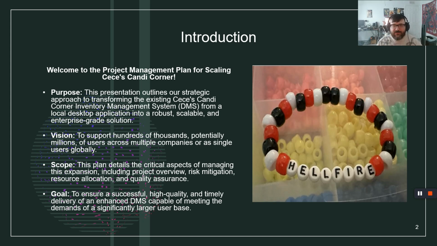The scope of this project management plan is to detail the critical aspects of managing this expansion, including the overview of the project, any risks as well as mitigation steps, how the resources are being allocated, and any quality assurance steps that we are going to be taking along the way. And the end goal of this would be to ensure that we have a successful, high quality, and timely delivery of an enhanced data management system that is capable of meeting the demands of a significantly larger user base.